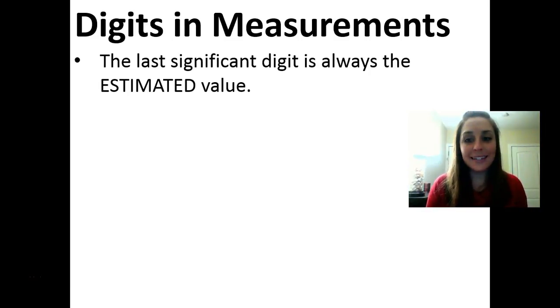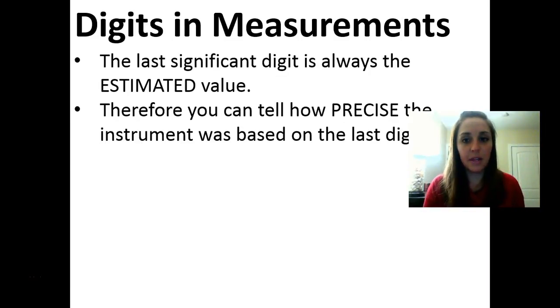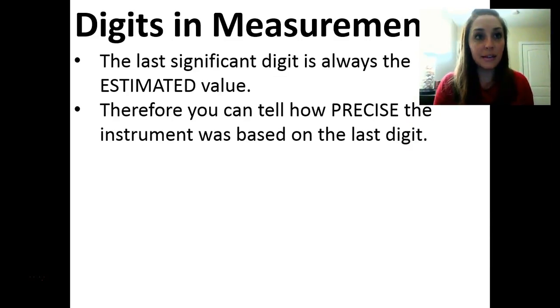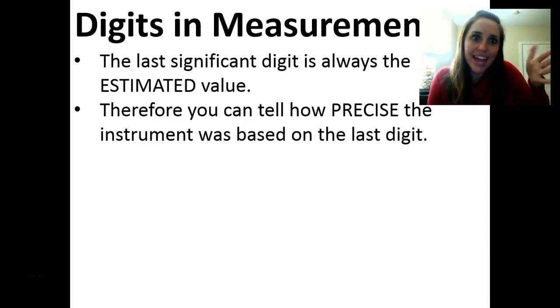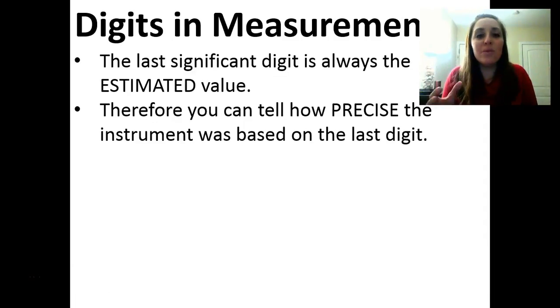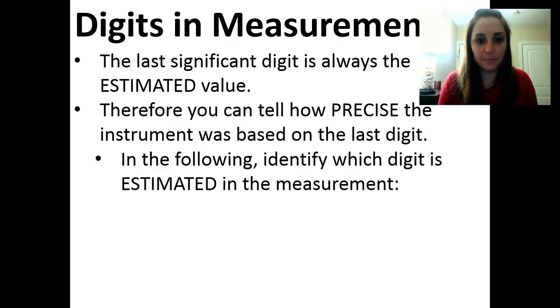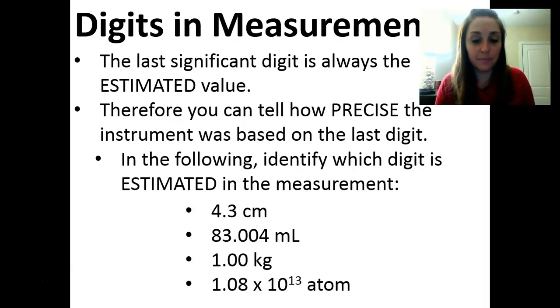Remember, your last digit is always estimated. So that tells you how precise your instrument is based on the last digit. How small did you have to estimate? Like how big was your guess in your measurement? So in the following, we're going to identify which digit was estimated in the measurement.